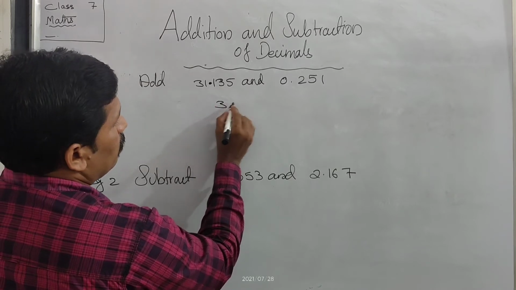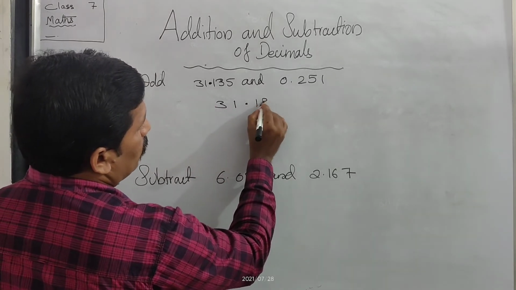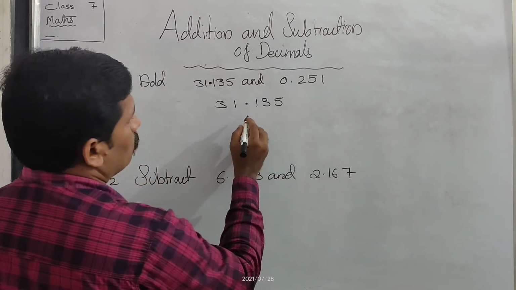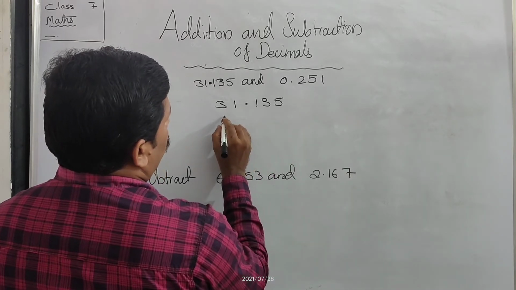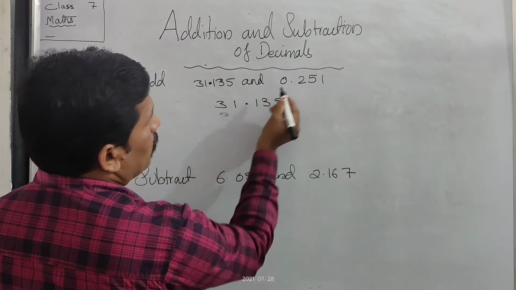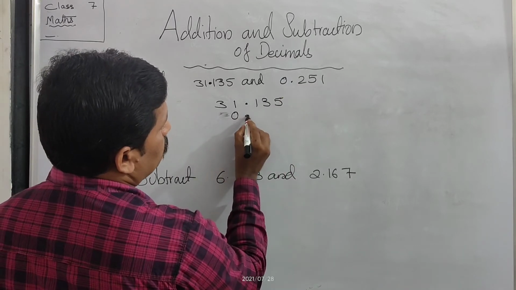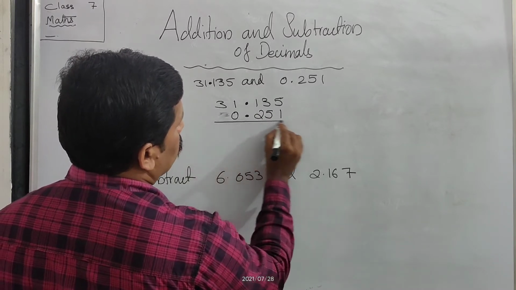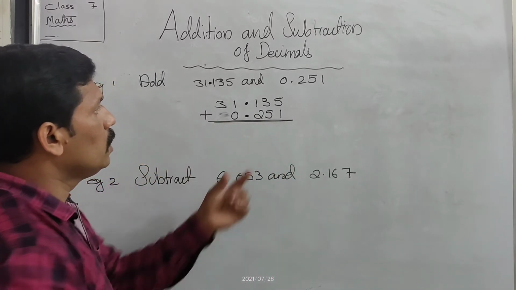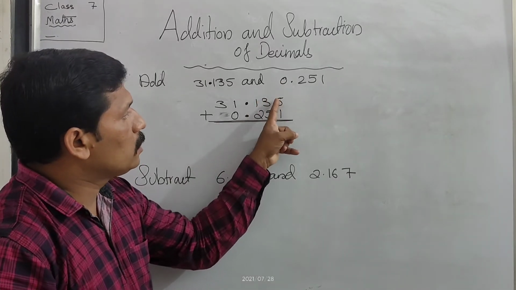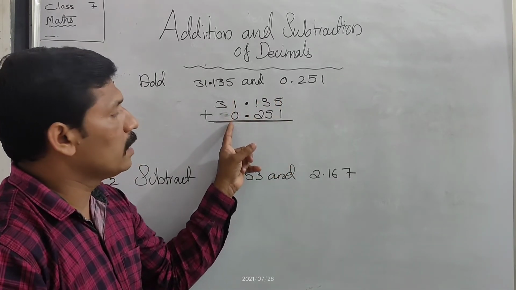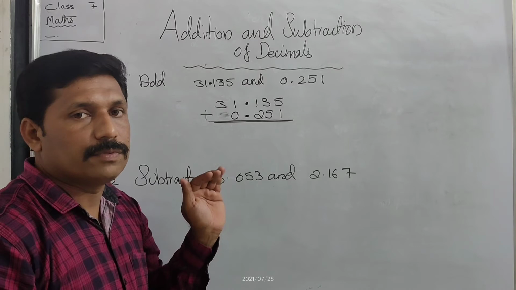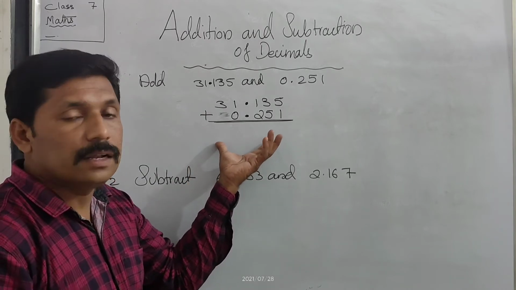First of all, 31.135 and 0.251. Here you know that in the whole part there is only 0, so we start from here. Decimal should be written under decimal, and then 251. We take care that the decimal part should be under the decimal part, the whole part should be under the whole part, and the decimal point should be under the decimal point.